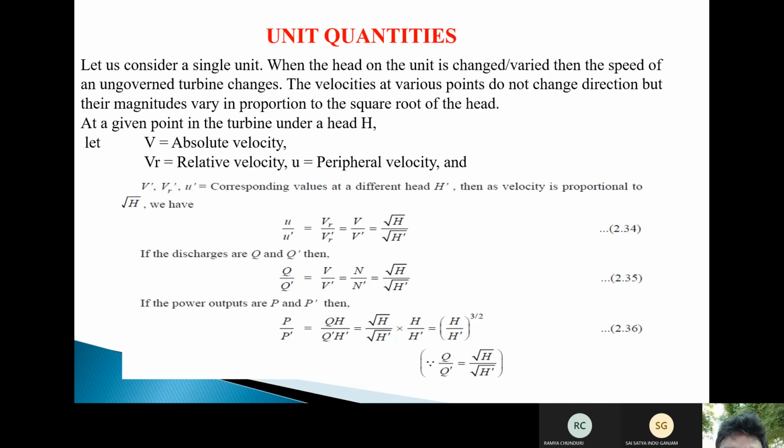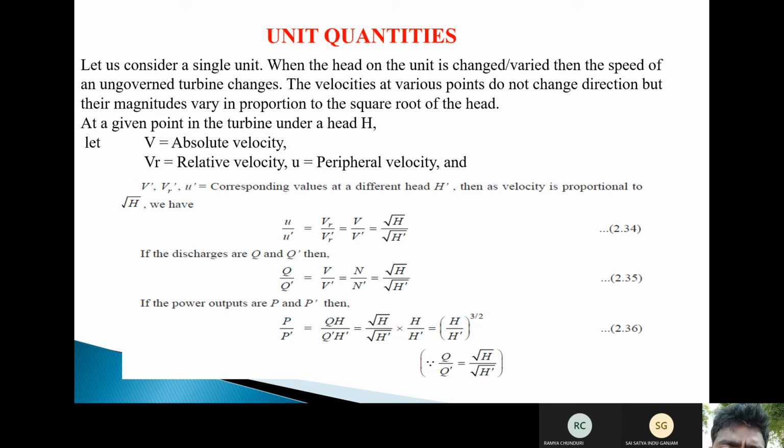Next, unit quantities. Unit quantities are most important formulas. Unit quantity means root H by root H. This is the unit quantity, meaning some water is available in head. U dash, Q dash, P dash. U means total velocity. U dash means some velocity per second, per meter, per hour based.